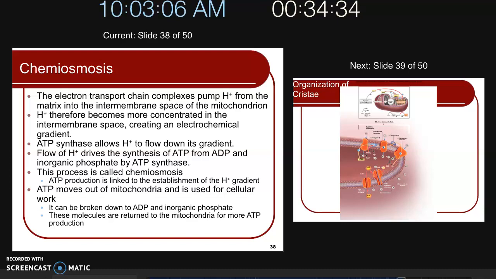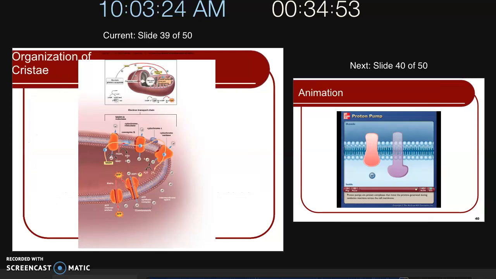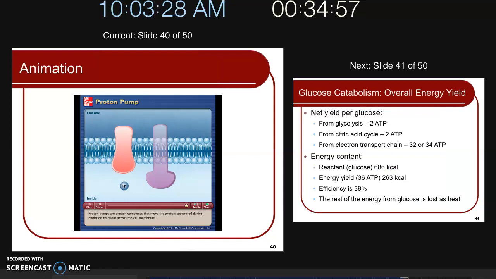Once the ATP moves out of the mitochondria and is used for cellular work, it can be broken down to ADP. All right, that's when it's spent. And an inorganic phosphate, then these molecules return to the mitochondria for more ATP production. It's just a diagram of that. We've looked at this proton pump animation several times before. Again, I'll put a link on Blackboard so you can take a look at it.